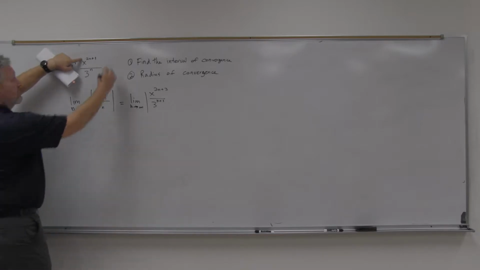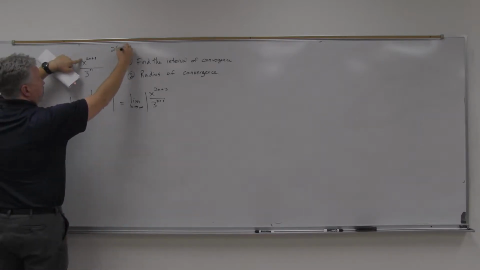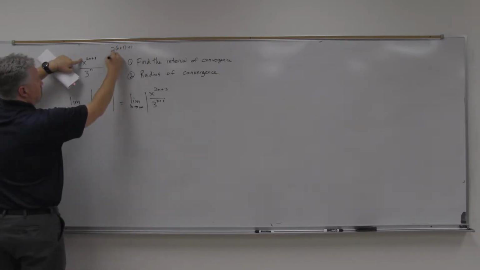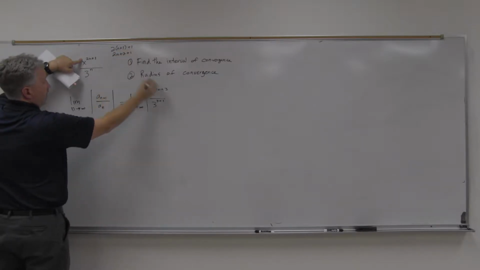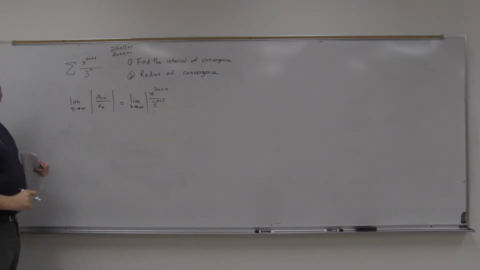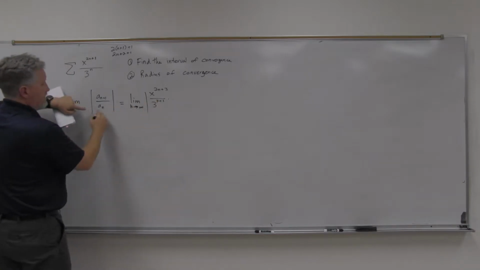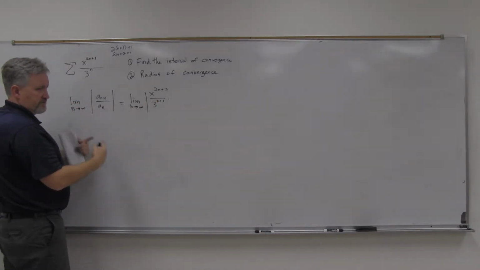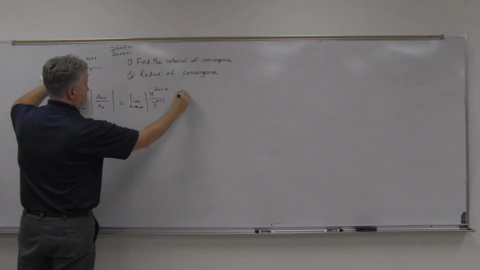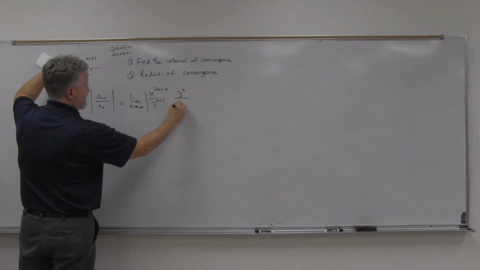Yeah, if I plug in n plus 1 there, 2n plus 2 plus a 1. Yeah, so it's 2n plus 3. With me? Then we're going to divide by a sub n, but that just means multiply by the reciprocal. So let's just go to that. The reciprocal of a sub n.